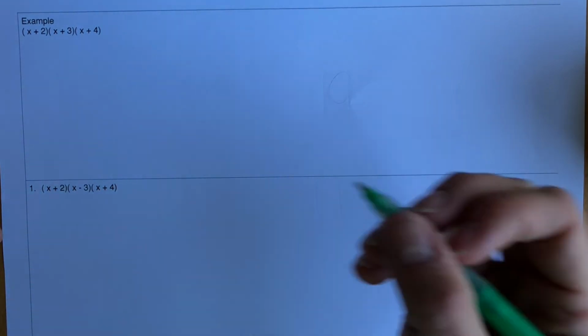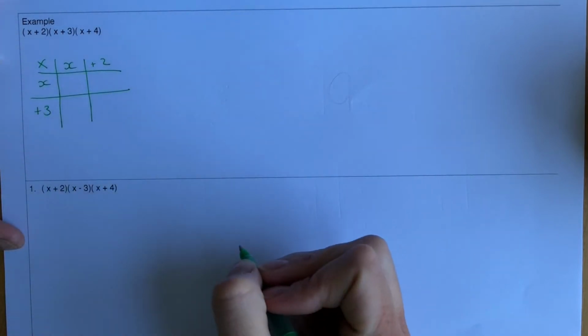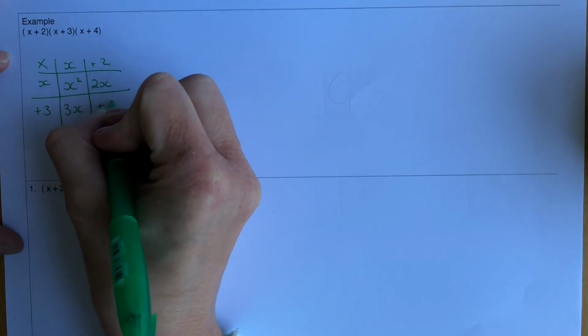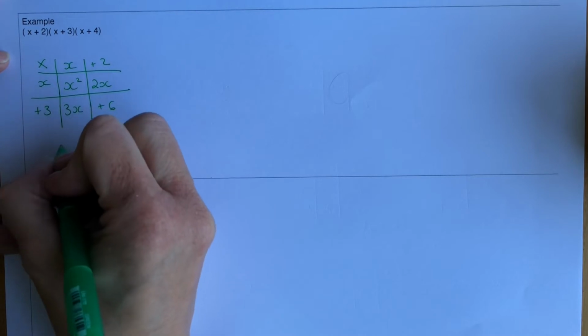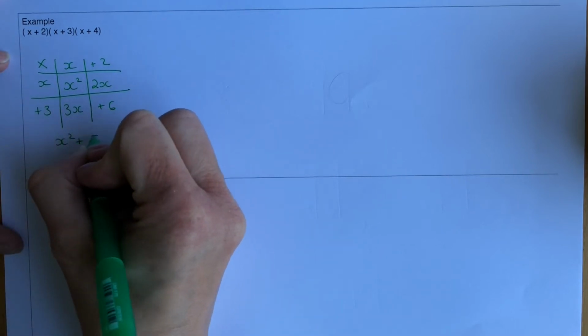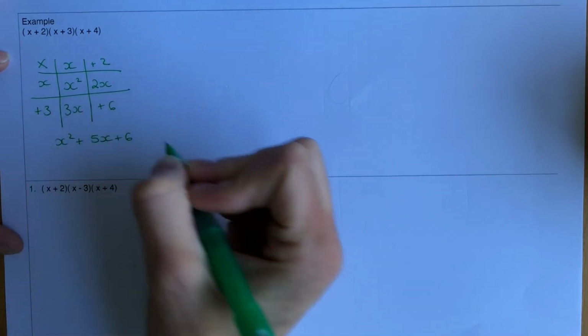Our next set of questions is when we have 3 brackets. So all we do is the first 2, get our answer, and then we times it by this bracket. So I'm going to draw my grid here. X add 2, x add 3, and I want to multiply all the terms together. So I get x squared, 2x, 3x, and 6. So when I simplify this, I get x squared add 5x add 6.